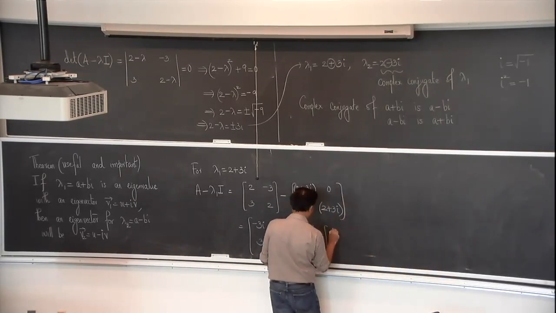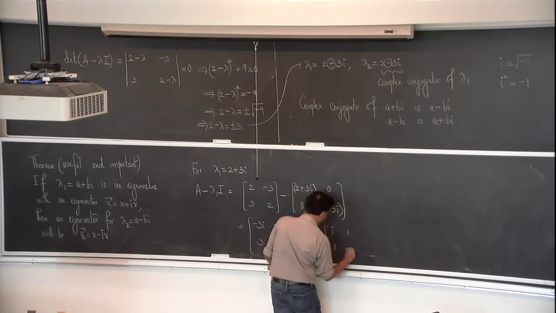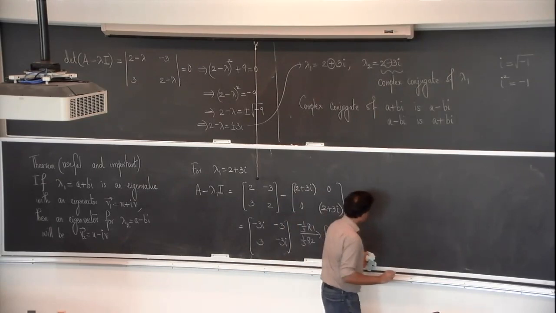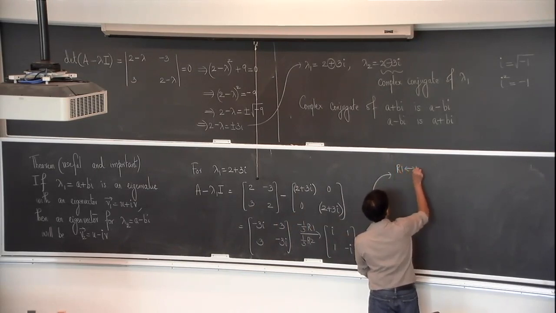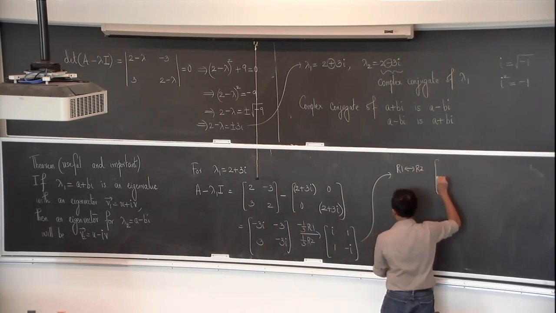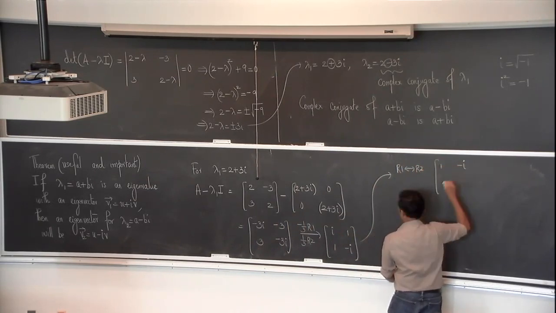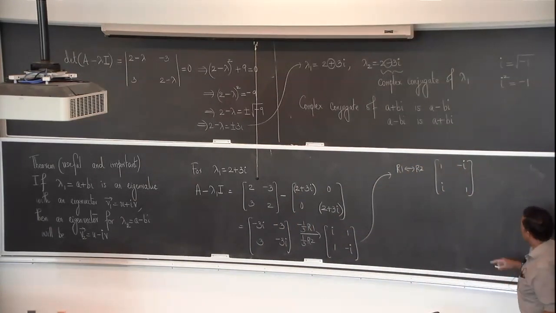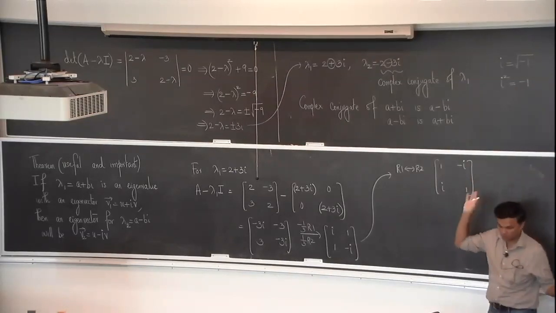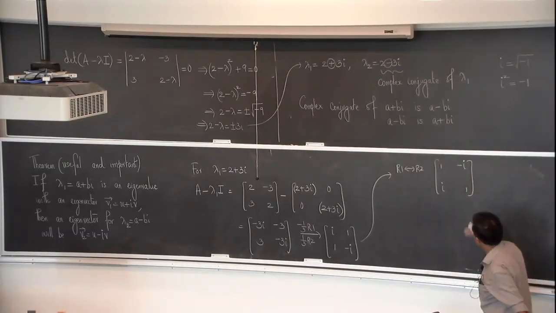So it's going to be i, 1, 1, negative i. And now you can switch R1 and R2, so that you could bring the 1 to your favorite position there. That's going to be 1, negative i, i, 1. So if you're an electrical engineer, you might prefer writing j there because i is always electrical current for you, but we'll just stick to i.